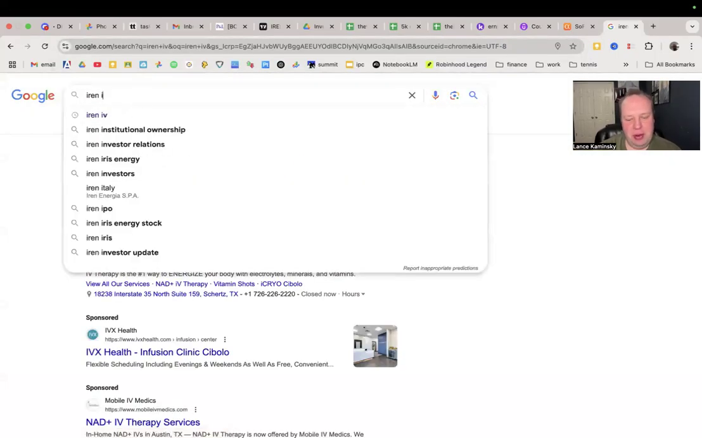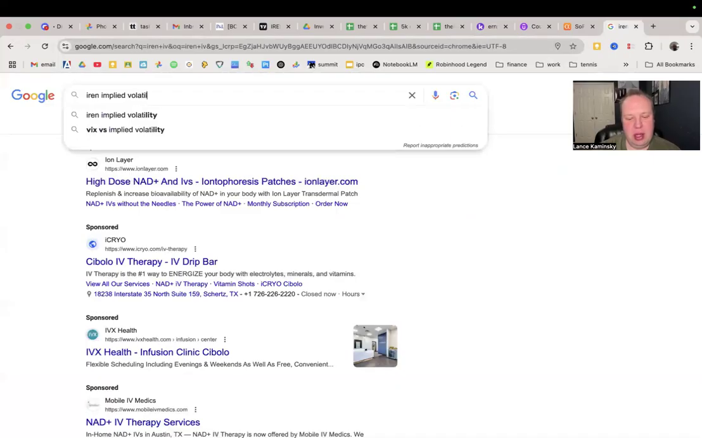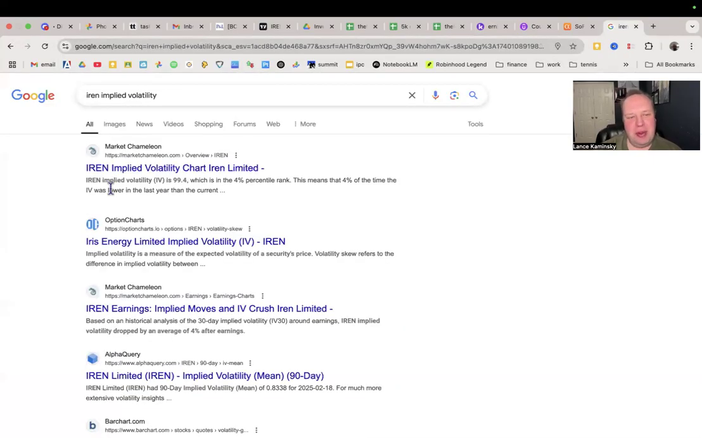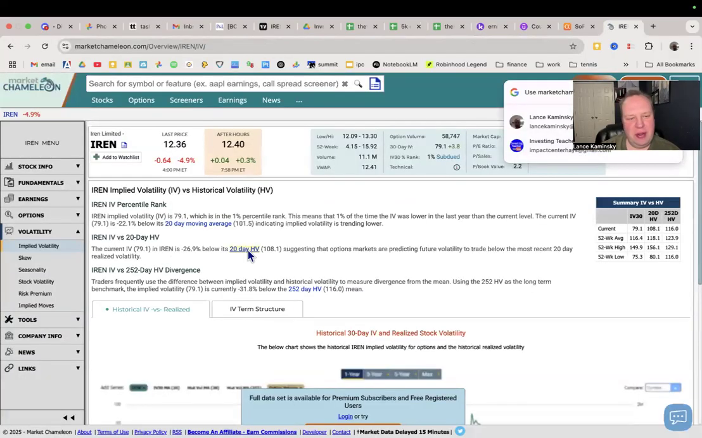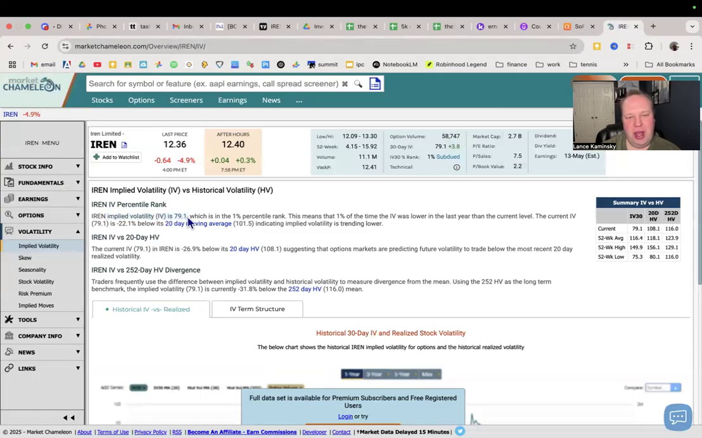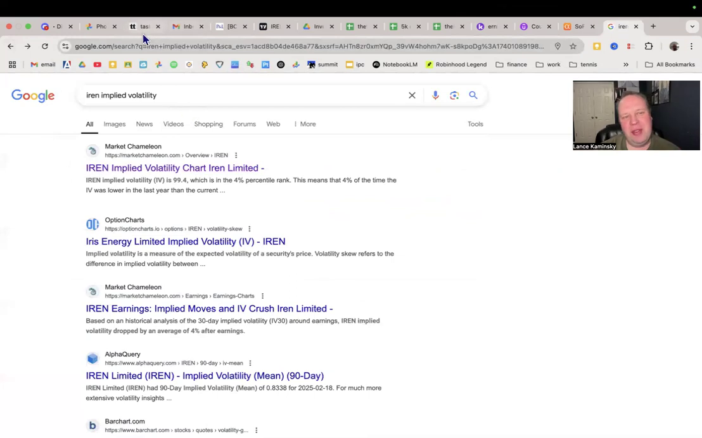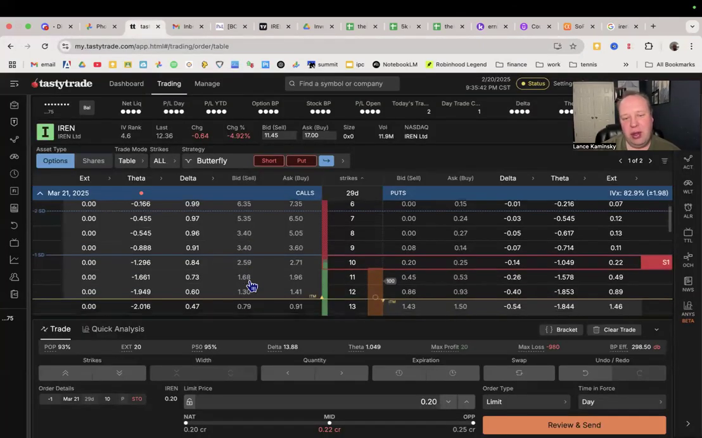I would just type in implied. You can look at IV rank, IV percent, and all that, but I wouldn't even worry too much about that right now. Iron implied volatility is 79.1, which is pretty high. Just looking at the premiums, honestly, is an easy way to go.